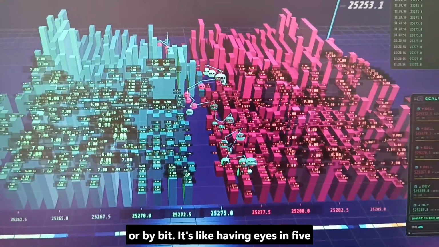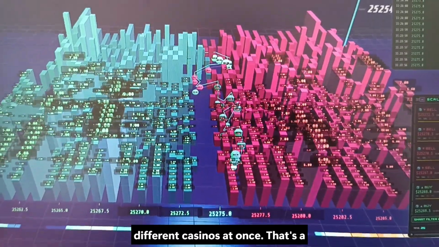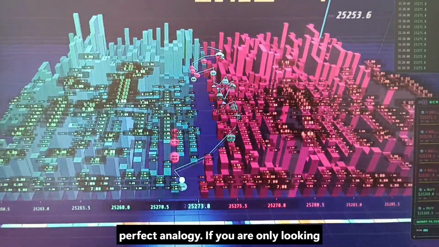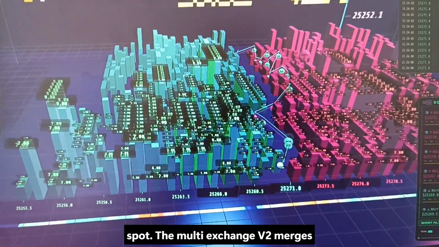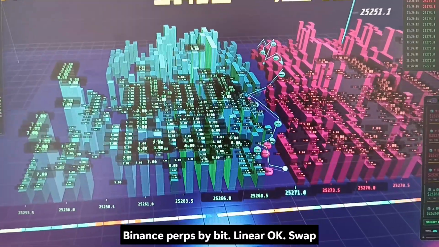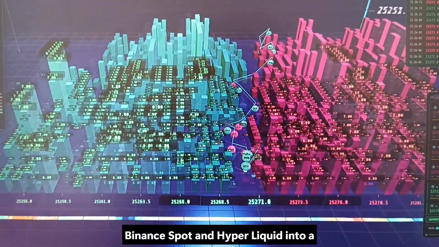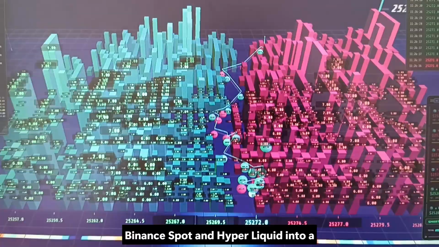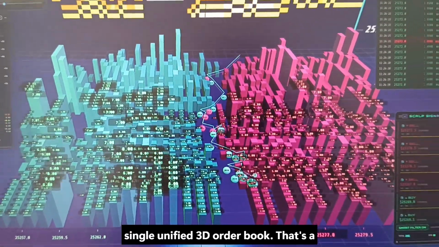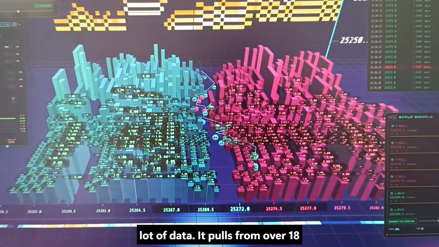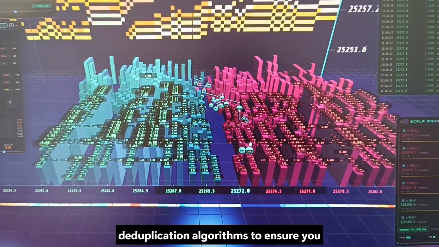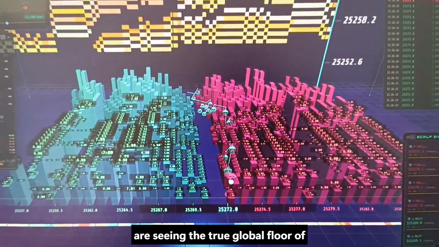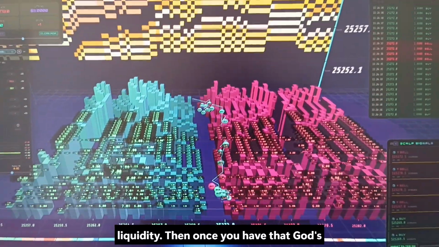It's like having eyes in 5 different casinos at once. That's a perfect analogy. If you are only looking at one exchange, you have a massive blind spot. The multi-exchange V2 merges Binance Perps, Bybit Linear, OKX Swap, Binance Spot, and Hyperliquid into a single unified 3D order book. That's a lot of data. It pulls from over 18 data sources simultaneously. And it runs deduplication algorithms to ensure you are seeing the true global floor of liquidity.